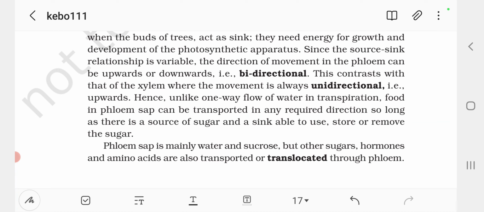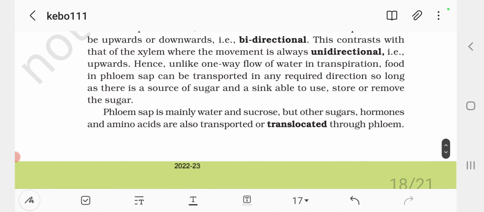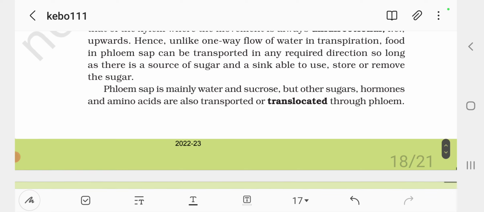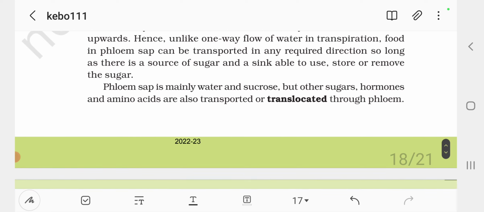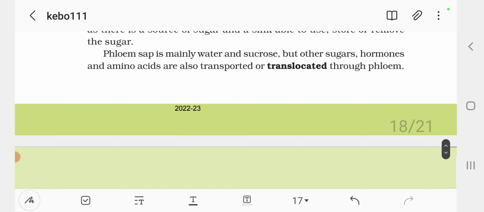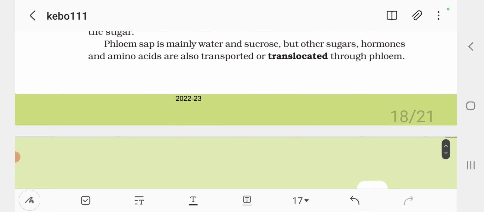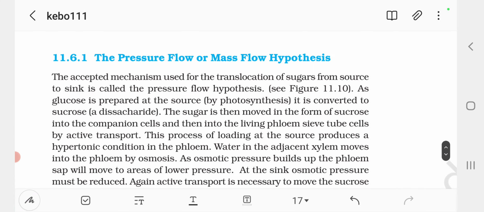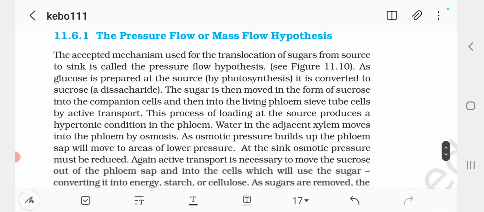This contrasts with that of xylem, where the movement is always unidirectional, that is, upwards. Hence, unlike the one-way flow of water in transpiration, food in the phloem sap can be transported in any required direction so long as there is a source of sugar and a sink able to use, store or remove the sugar. The phloem sap is mainly water and sucrose, but other sugars, hormones and amino acids are also transported or translocated through phloem.